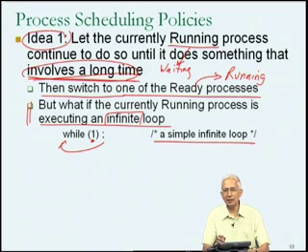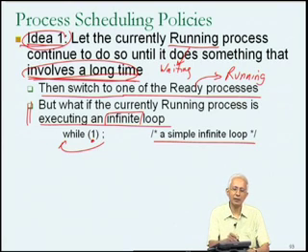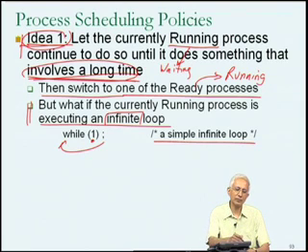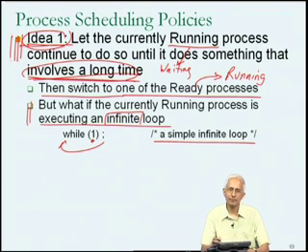So this is clearly a malevolent program. It was written with the intent of just running indefinitely. But if there was such a program running as a process on the system and it became the running process, then this process under idea 1 would never give up the CPU, and therefore no other process would have any opportunity of running on the system if the process scheduler used this idea.